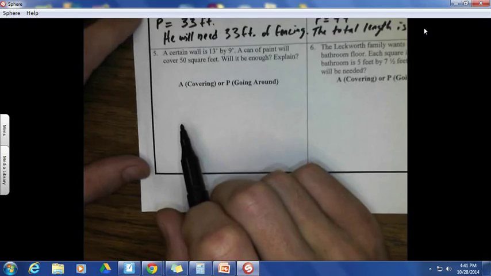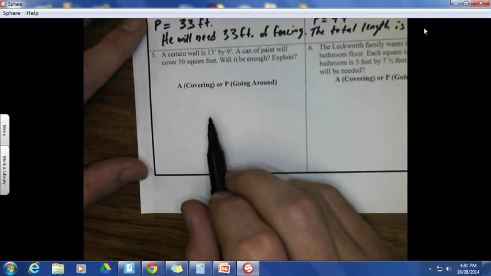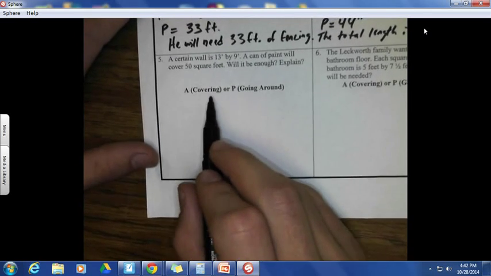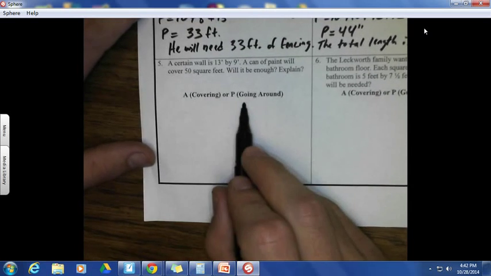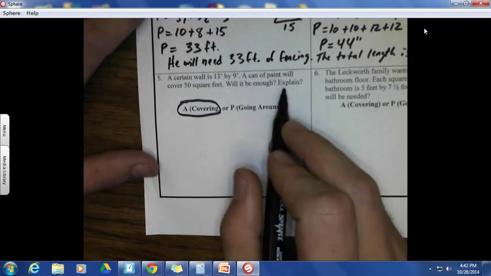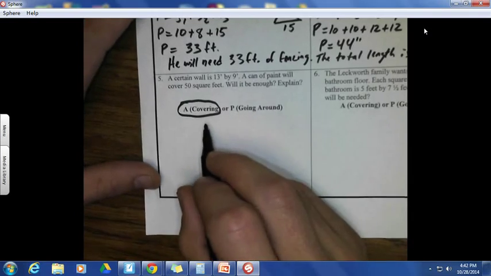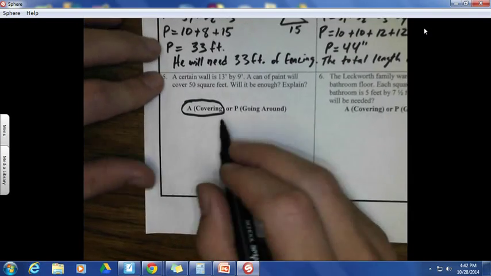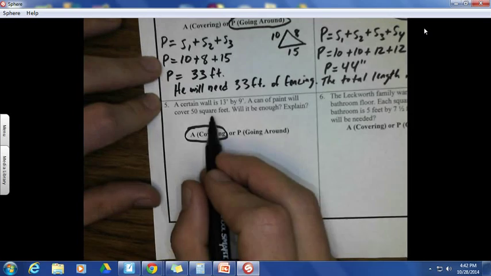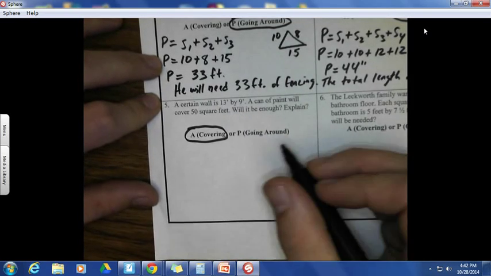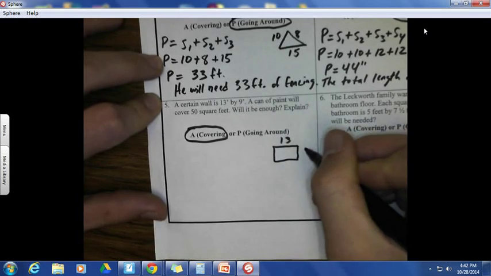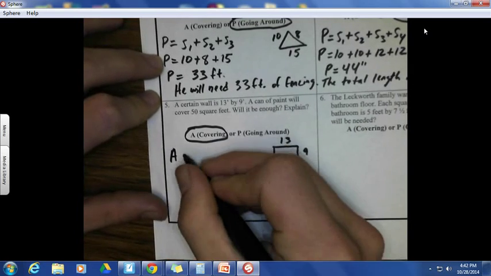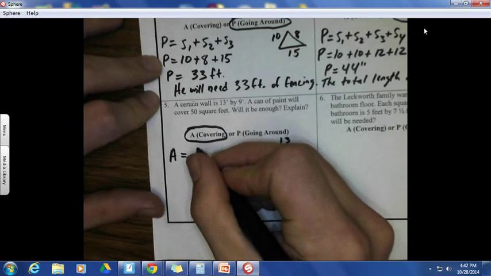Alright, so this problem is a little bit different. So let's see if it will be enough. So the question that we want to answer is, are we covering or going around here? We are covering. Okay, because we are painting a surface. Alright, so we want to solve for area. So it says a certain wall is 13 feet by 9 feet. Well, that is a rectangle. 13 by 9. Remember, our area formula for a rectangle is length times width.